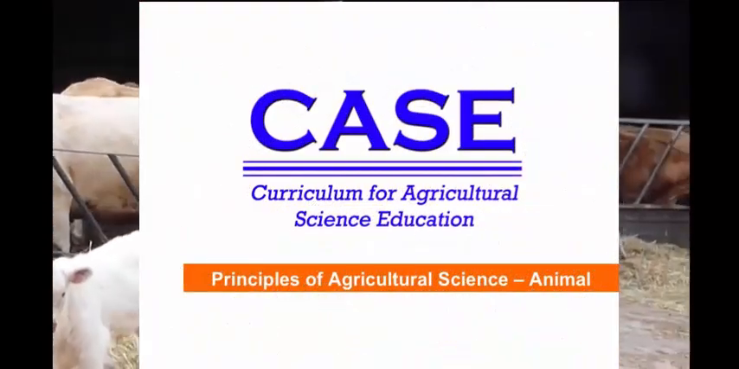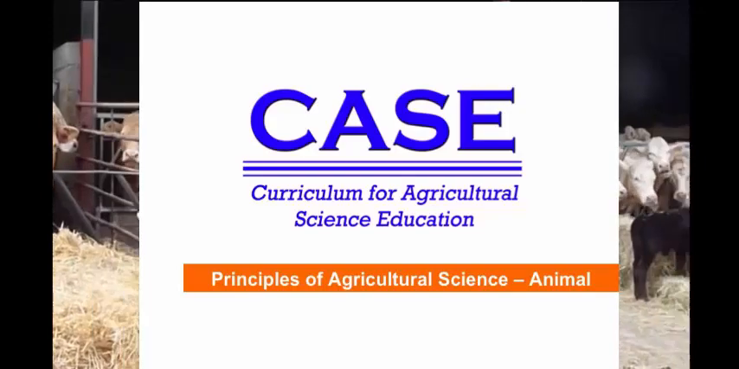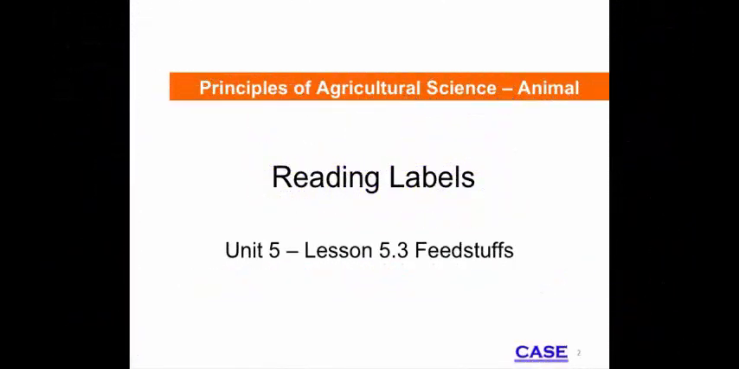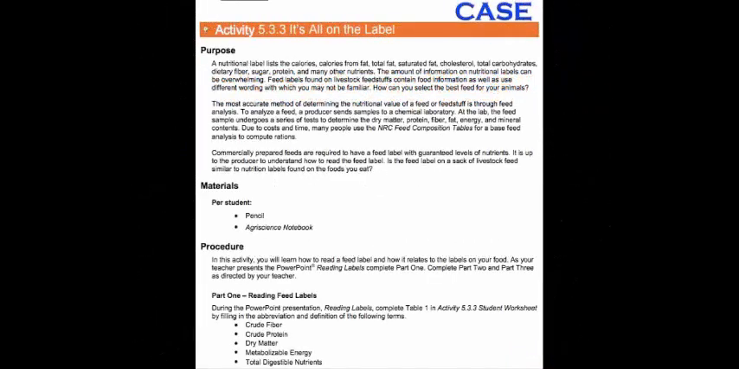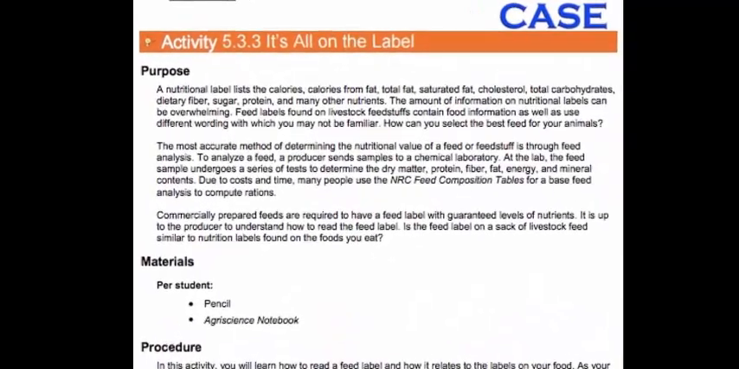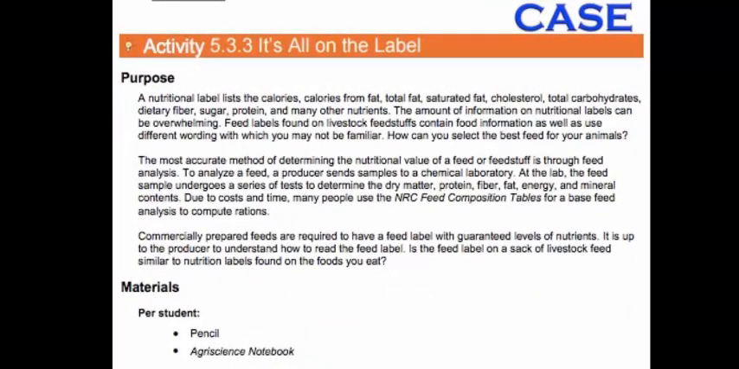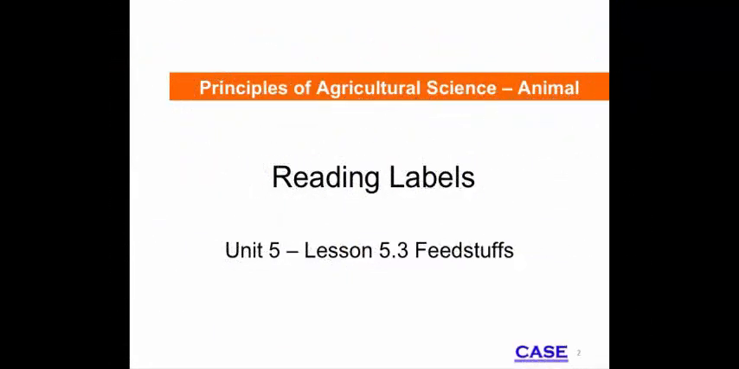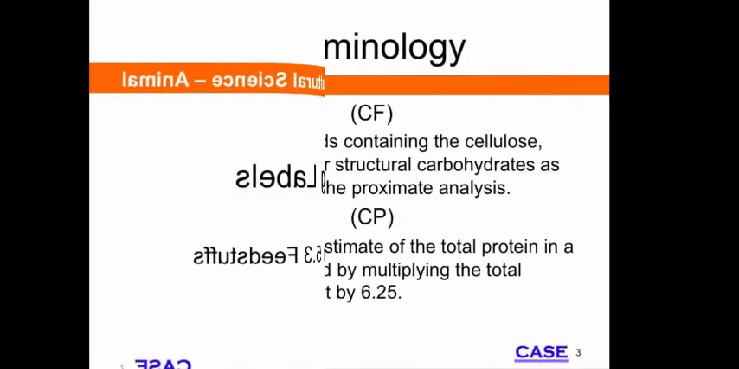This is the 15th video presentation for the Case Animal course. Reading Labels, Lesson 5.3, Feedstuffs. You have read the purpose for Activity 5.3.3, It's All on the Label. Through this activity, you will read a feed label and interpret the information included on the label. Understanding how to read and use nutritional information labels for animals is a necessary skill to provide adequate nutrition for domesticated animals. Pause, repeat, and resume the video whenever necessary.